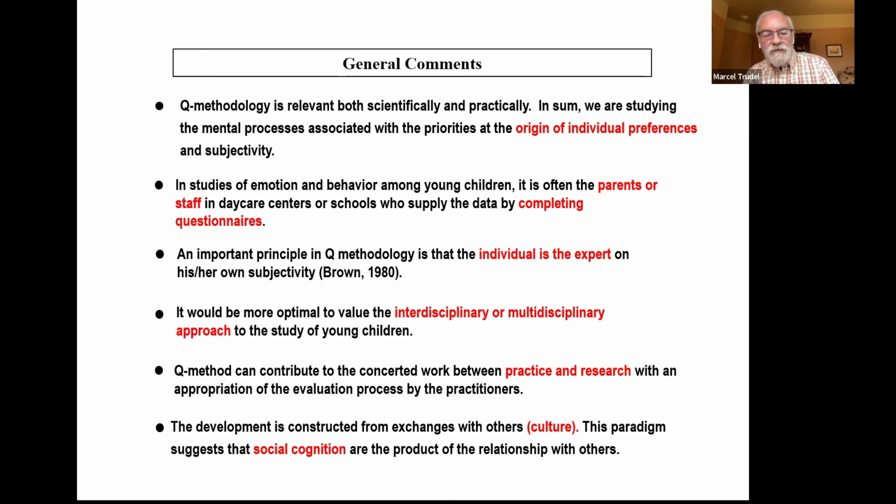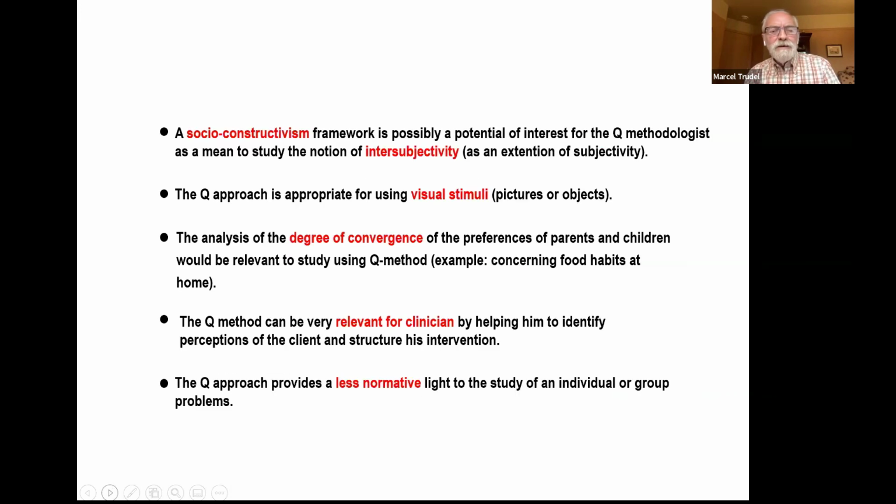Development is constructed from exchange with others. I'm bothered with the question of culture. Vygotsky's point of view, I show you. This paradigm suggests that social conditions are the products of a relationship with the other. That's the question. It's over, I think. Here's the next one. Okay, socio-constructivist. The notion of dyad, the notion of intersubjectivity, is present in many publications.